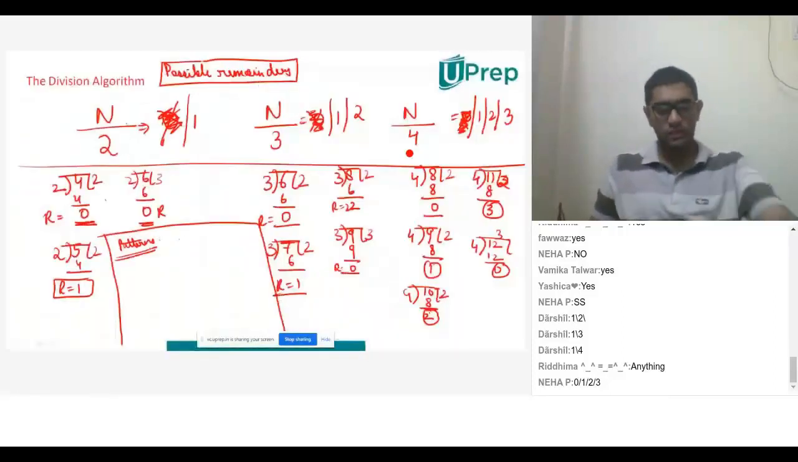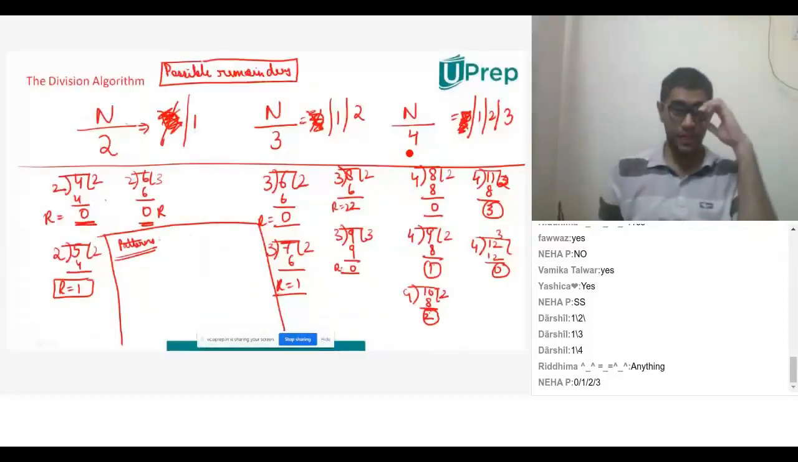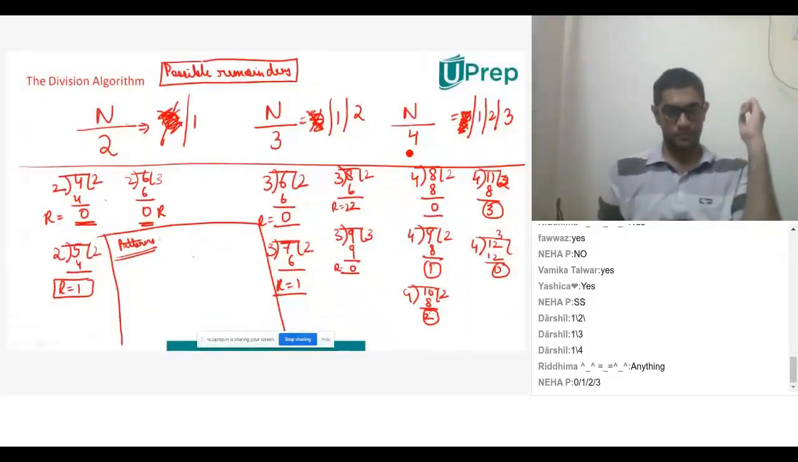Sir? Yes, Yashika, tell me. I observed that when we divide by each number and see the possible remainders, as we increase the divisor, the remainders increase too.